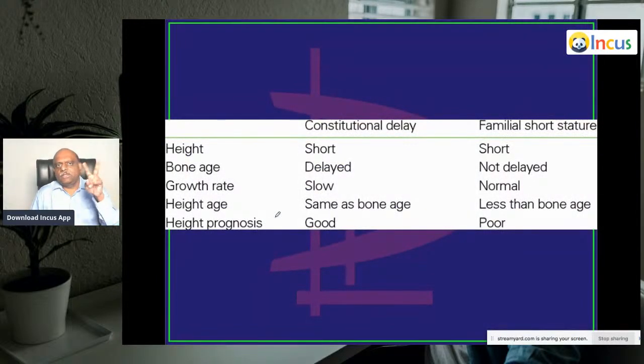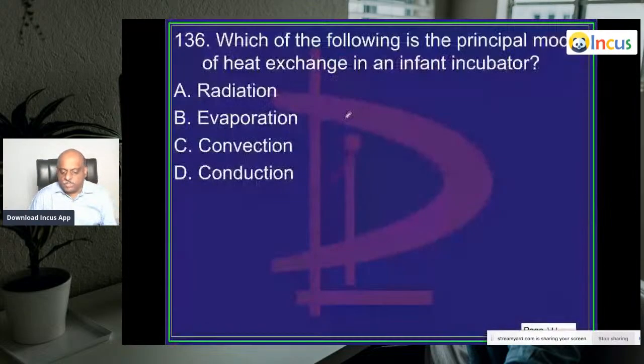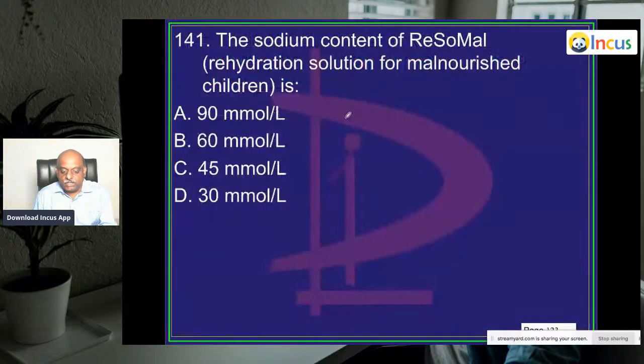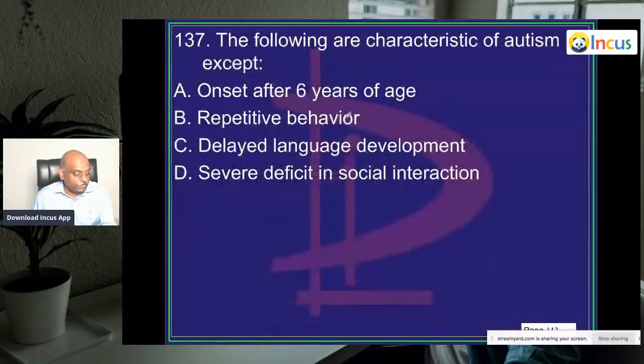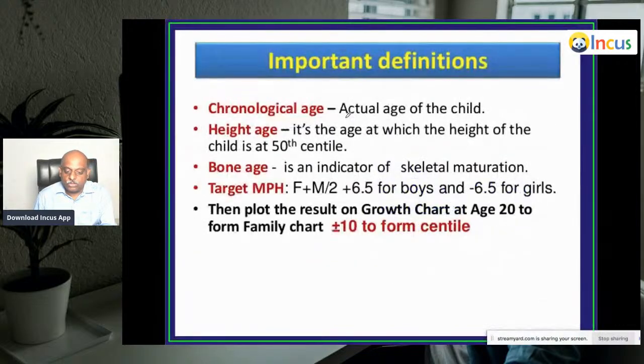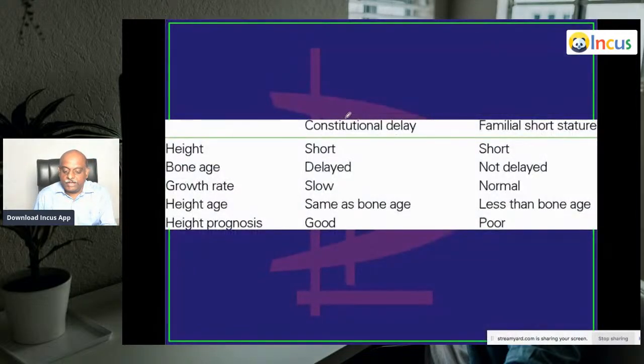So there are two things you should know. Constitutional growth delay and familial short stature.